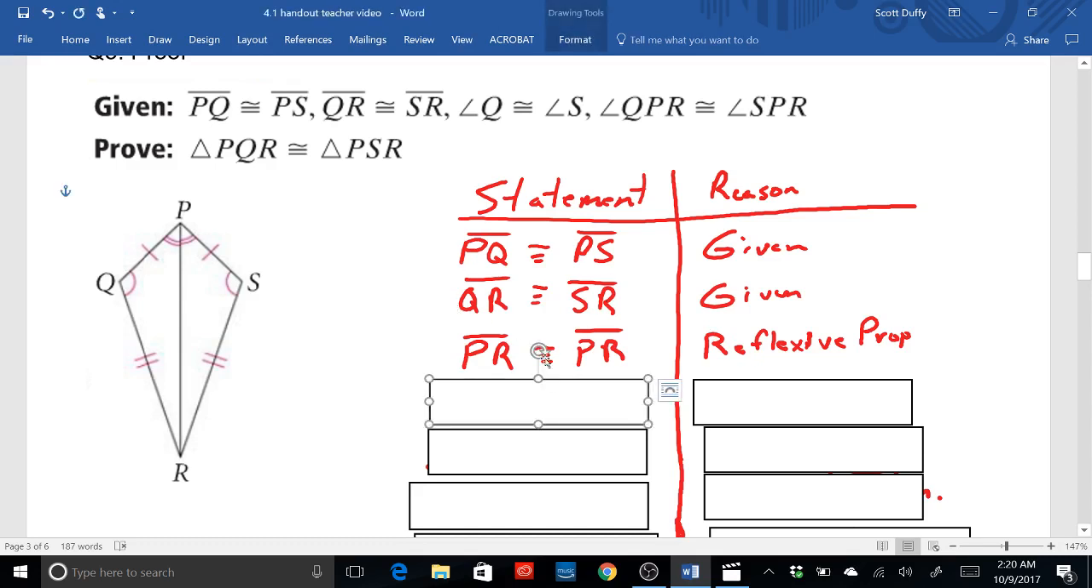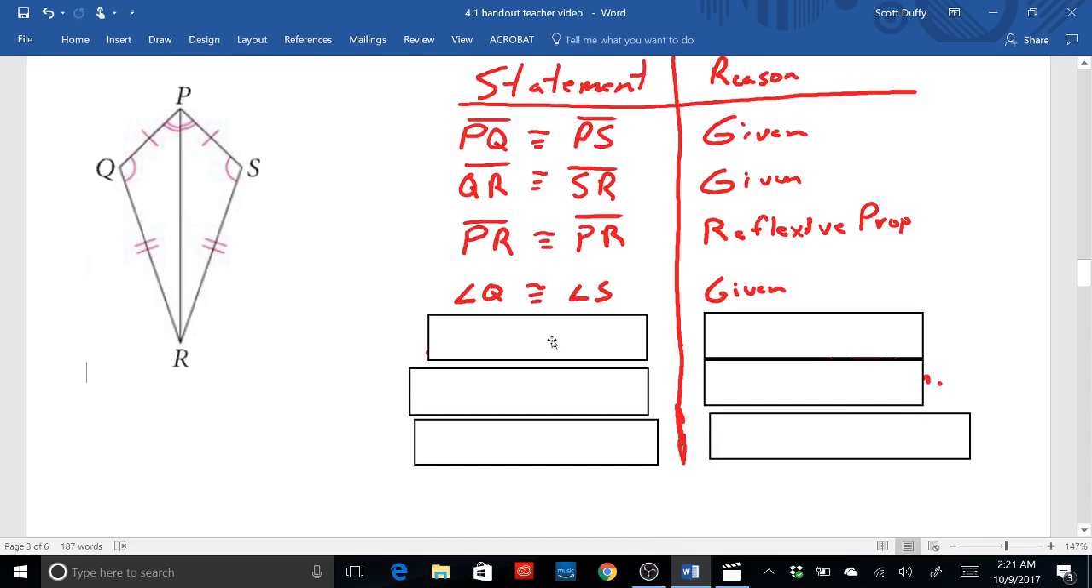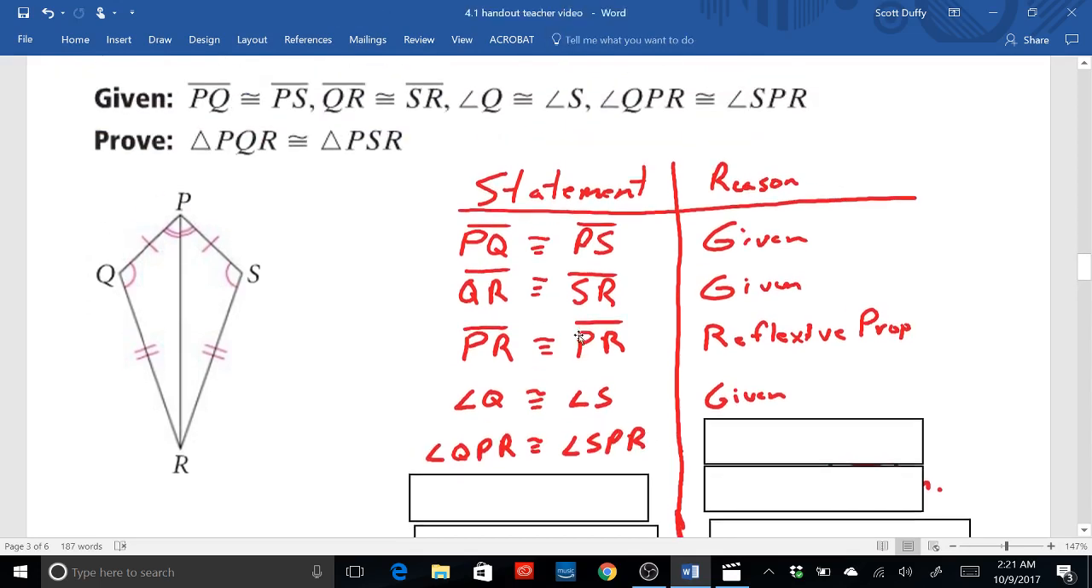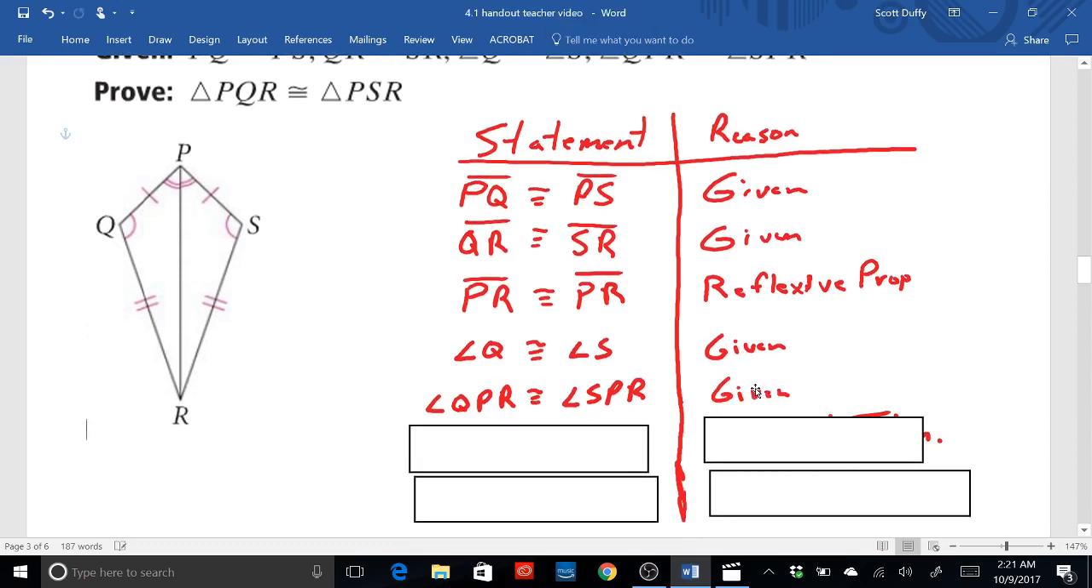Next, after I've gone through the side pairs that are the same or congruent, I need to have congruent angle pairs. So I'm given Q is equal to, or congruent to, S. They both have 1 arc. That's given. Then QPR is equal to SPR. QPR, SPR, they both have 2 arcs in there, and that's given.